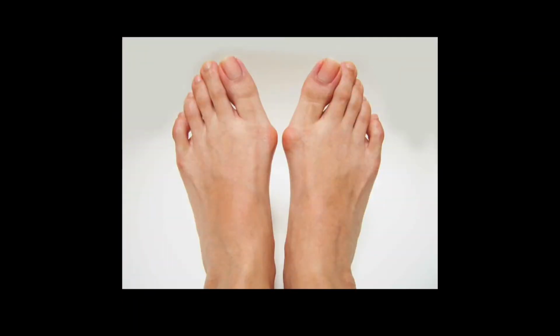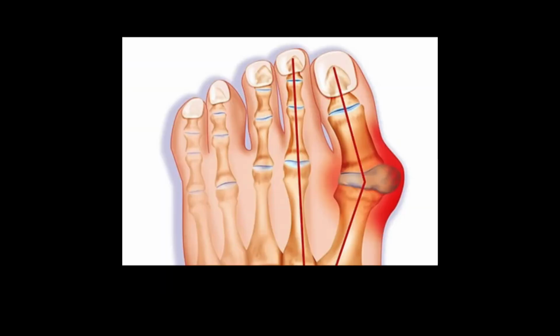First is bunion surgery. A bunion is a deformity of the joint that connects the big toe to the foot. You need this surgery when this joint is not in a line. A bunion can be corrected by making an incision on the top or side of your big toe joint, removing some soft tissue and bone, and using plates and screws to hold it in place.